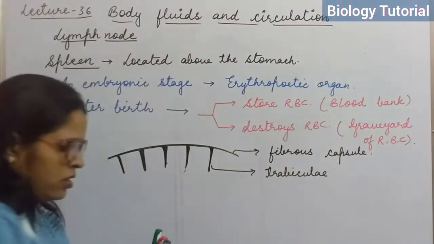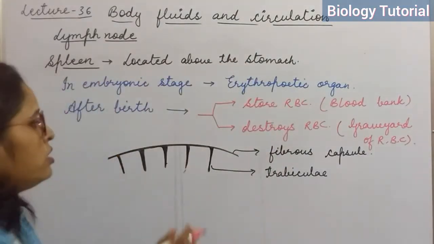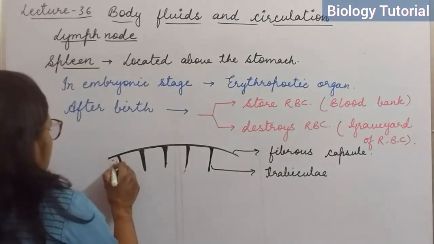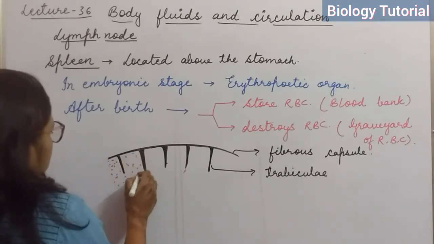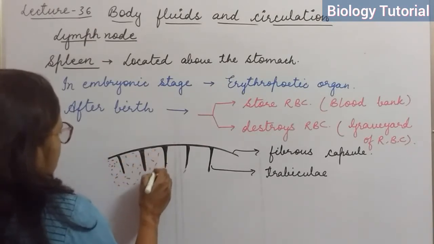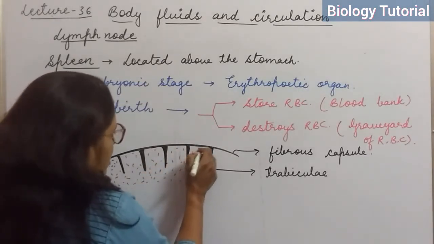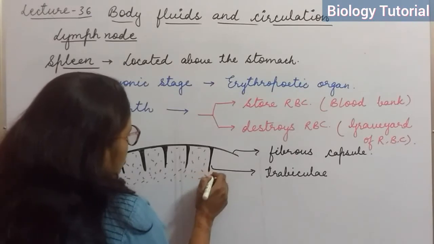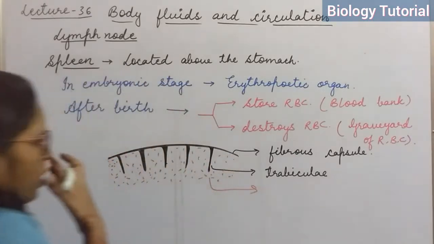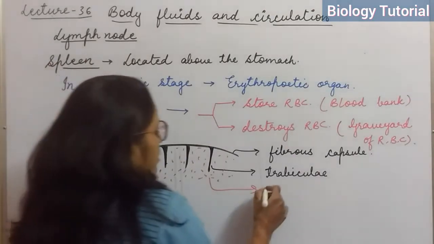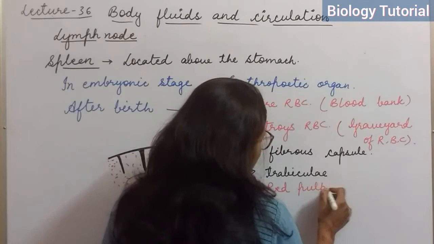Next, the inner part is filled with a red pulp. So here is the red pulp, and this red pulp is having RBCs. This part is filled with a red pulp, and this red pulp is having RBCs.